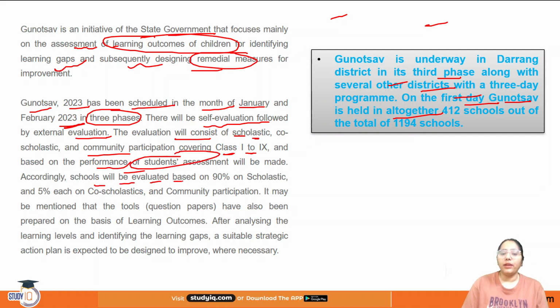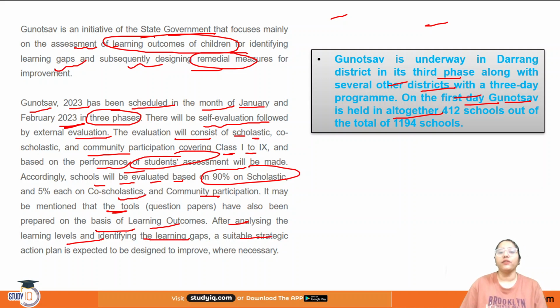Accordingly, the school will be evaluated based on 90% on the scholastic category and 5% each on the co-scholastic and community participation. It can be mentioned that different tools have been prepared for estimating the learning outcomes in the school. After analyzing the learning level and identification of learning gaps, a suitable strategy is formulated to improve the quality of the education.